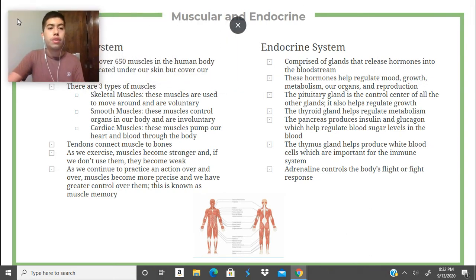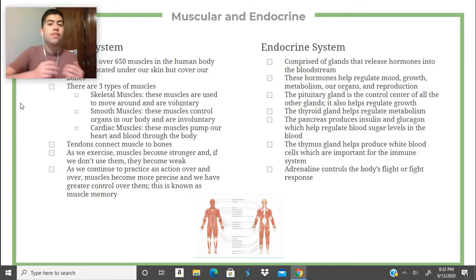And then we have the endocrine system. The endocrine system is comprised of glands that release hormones into the bloodstream. These hormones are very important because they regulate things like mood, growth, metabolism, our organs, and reproduction. The most important gland is the pituitary gland, which is the control center of all the other glands, and it helps regulate growth. The thyroid gland helps regulate metabolism, whereas the pancreas produces insulin, which helps regulate blood sugar levels in the blood. And the thymus gland helps produce white blood cells, which are important for the immune system.